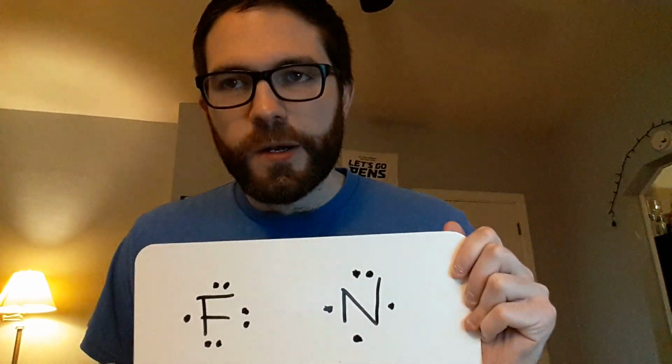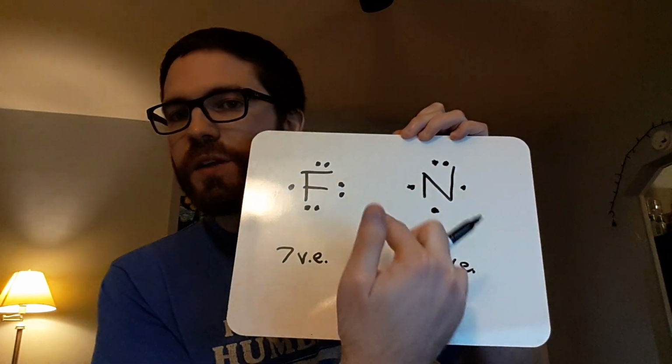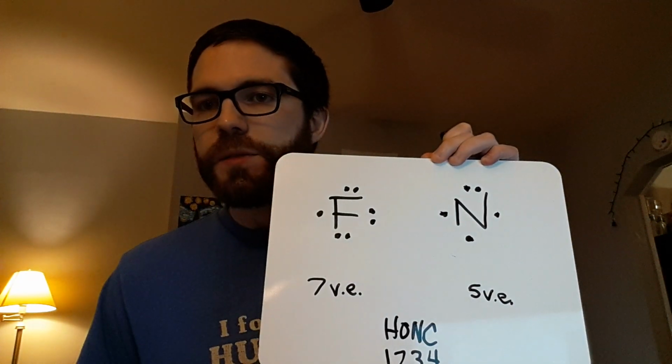Wait a second. What did we learn with HONC 1, 2, 3, 4? Let me write this down real quick. What did we learn yesterday with HONC 1, 2, 3, 4? How many bonds does nitrogen normally form? HONC 1, 2, 3, 4, right? N normally forms 3 bonds. N, 1, 2, 3 bonds.